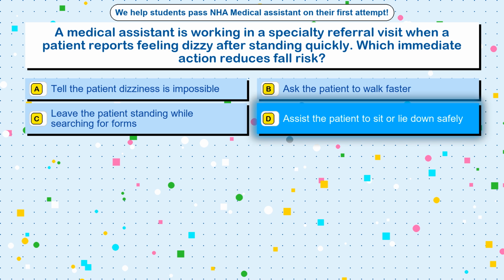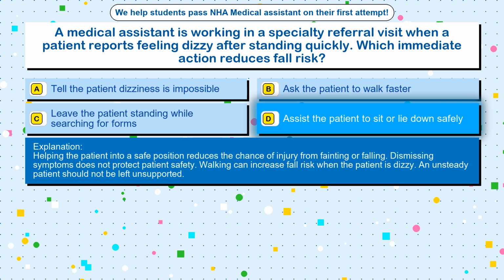The correct answer is option D, assist the patient to sit or lie down safely. Helping the patient into a safe position reduces the chance of injury from fainting or falling. Dismissing symptoms does not protect patient safety. Walking can increase fall risk when the patient is dizzy. An unsteady patient should not be left unsupported.